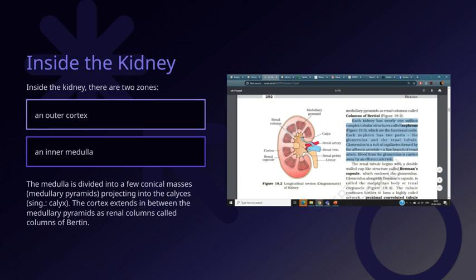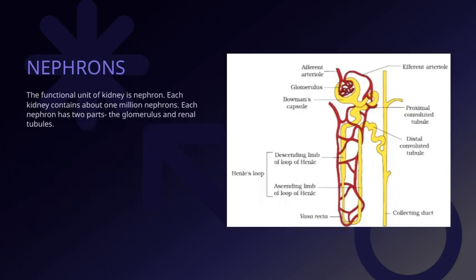If we think about the overall architecture, the kidney is divided into two main zones: an inner medulla, where these pyramids are located, and an outer cortex, which surrounds them. Understanding this internal organization helps us appreciate how the kidney efficiently filters blood and concentrates urine, all within a highly specialized and compartmentalized structure. The functional unit of the kidney is called the nephron.